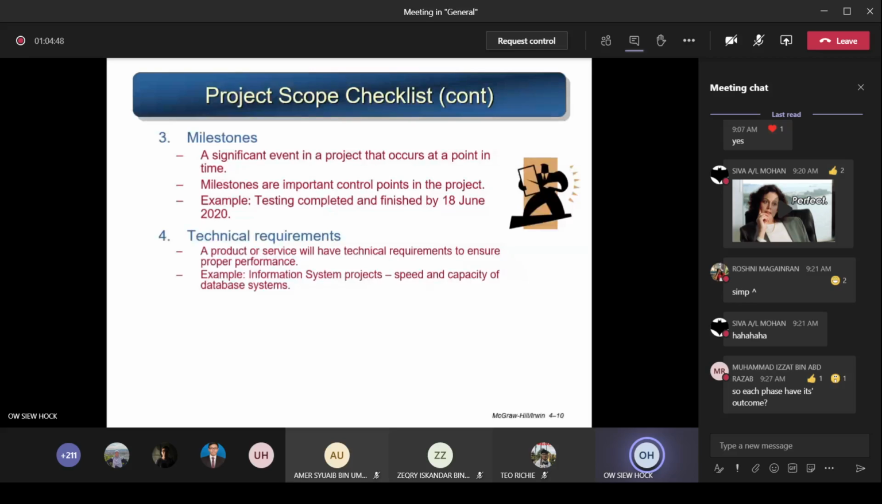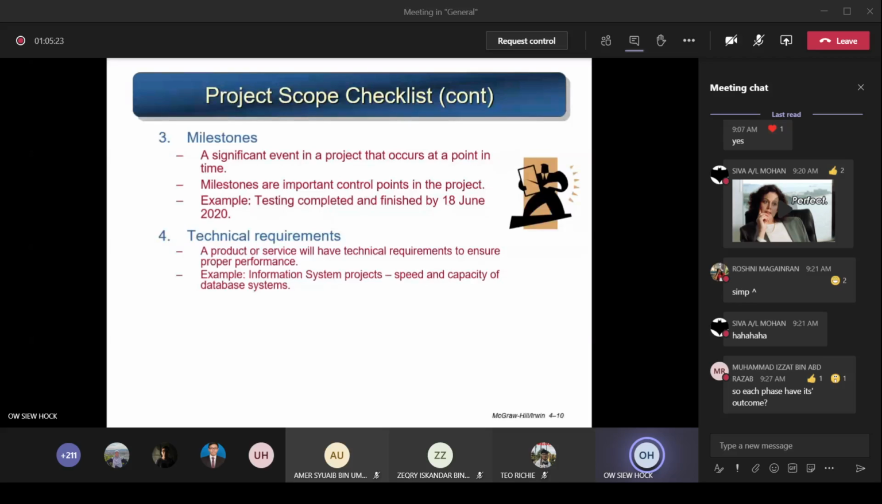So next, the fourth one is called the technical requirements. A product or service will have technical requirements to ensure proper performance. For example, if you are building an information system, the kind of project that involves software development, you need to define the system that you produce. What is the speed of the system? And what's the capacity of the database system that you can cater for? It's just like, you see, now I'm using MS Teams to teach. When Microsoft built this MS Teams software system, they must have set their technical requirements.